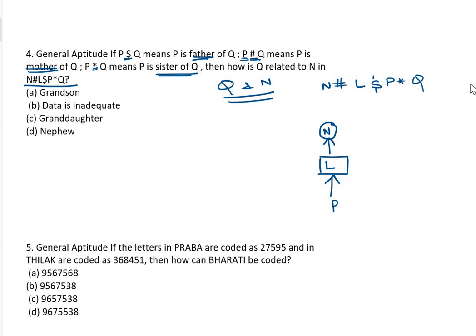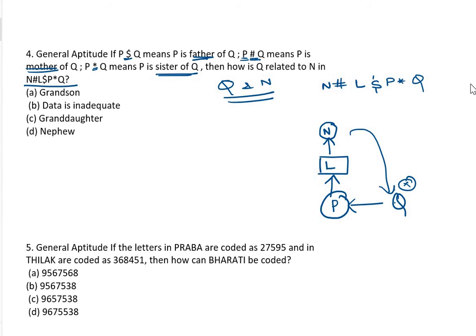And then P * Q. P is the sister of Q. P is the sister, so same line, same generation. Next generation would be upward; this is horizontal. P is the sister of Q, same generation. So we don't know about Q, whether he is a boy or a girl. Maybe a boy or a girl. We don't know the gender of Q. So how can we relate these two?